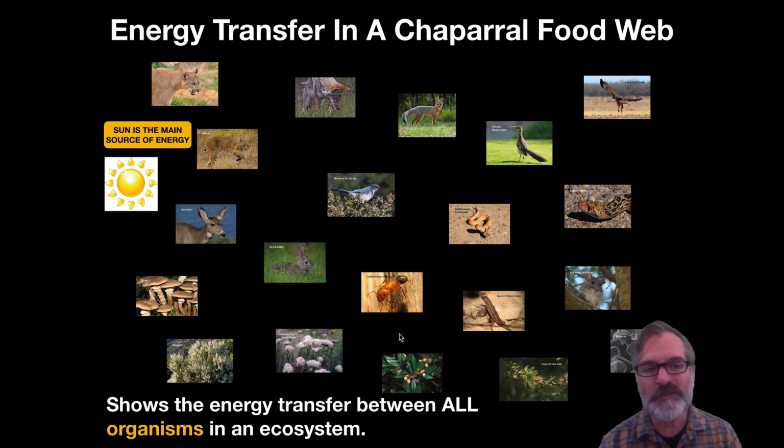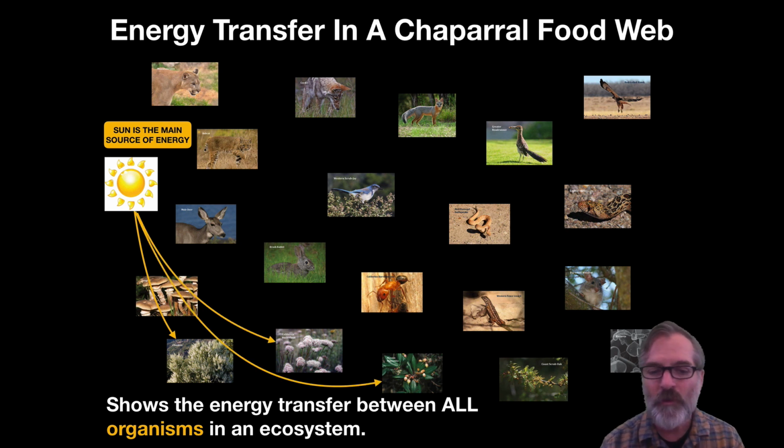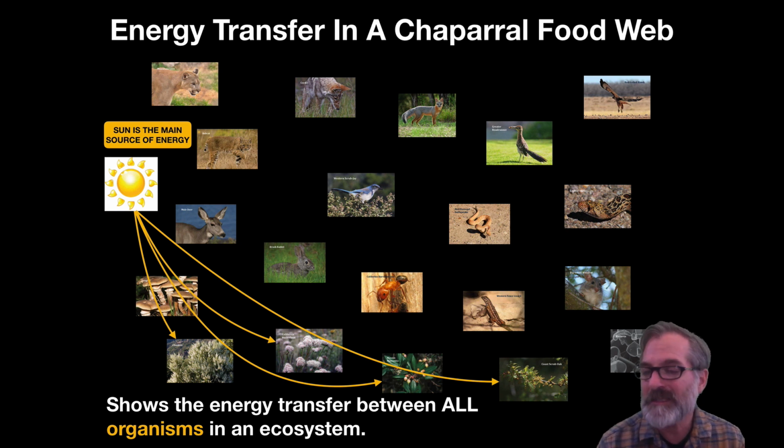Remember, the sun is the main source of energy. And so as the sunlight hits the leaves of the plants, whether it's the chamise or the California buckwheat or the Mission manzanita or the coast scrub oak, it's going to photosynthesize and it's going to make biomass. It's going to make this glucose, these energy storage molecules.